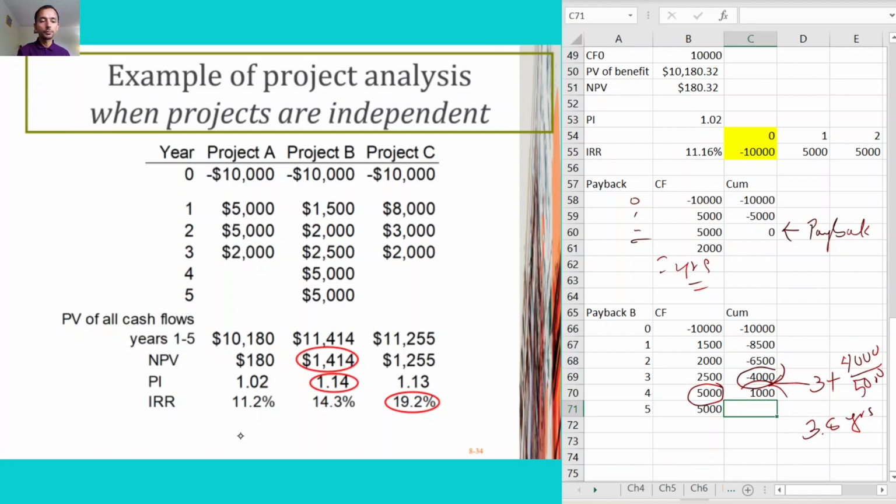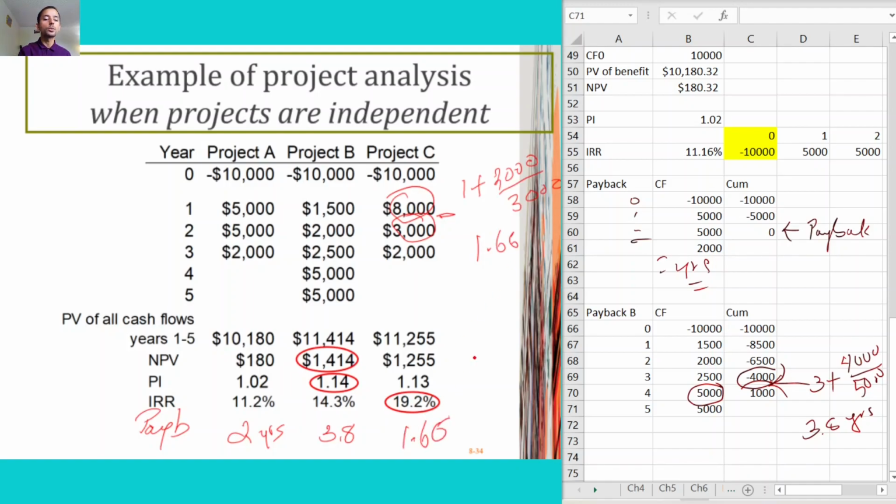So payback, here it was 2 years. It's 3.8 years. And for the last one, it's easy, right? For the last one, it's between 1 and 2. So I could just do it here. So it's 1 plus you need to recover 2,000 because you recovered 8,000 already, means you need to recover 2,000, but you could recover 3,000. So that's 1.66.